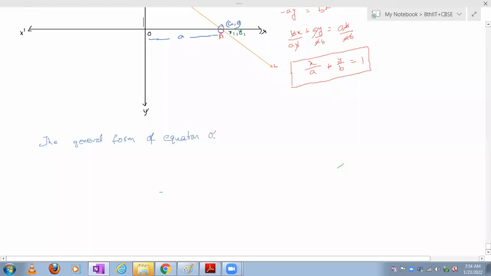Equation of straight line. So what is the general form of equation of straight line? Ax plus by plus c is equal to 0. This is the general form of the equation of straight line. Got it?